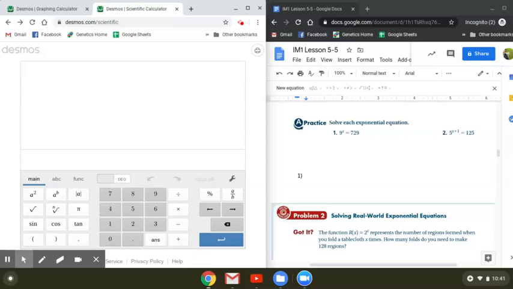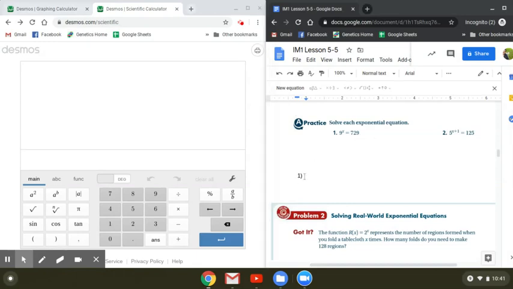Okay, this is IM1, and this is lesson 5-5, and this is the second video. So what we're doing is we're going to do practice A, and then we're going to do some of the word problems. So the question is, 9 raised to the x power equals 729.